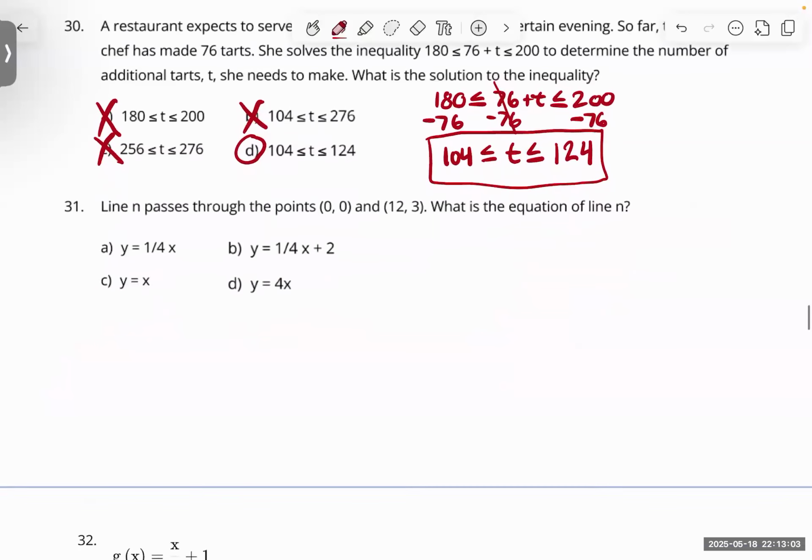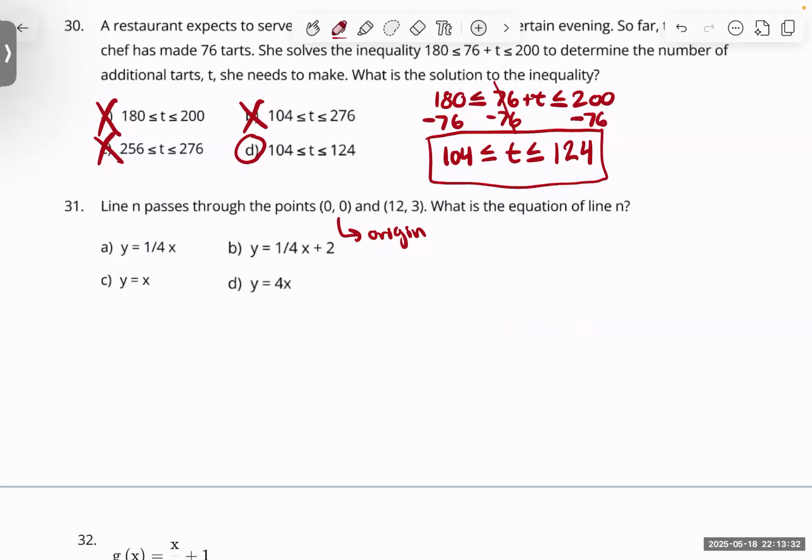Okay. Number 31. Line N passes through the points 0, 0, which is also known as something called the origin. So if you have your graph, the origin is just the starting point, right? I don't know if the GED is going to trick you with this word choice for some question, and instead of saying 0, 0, it'll say origin, but you know now.